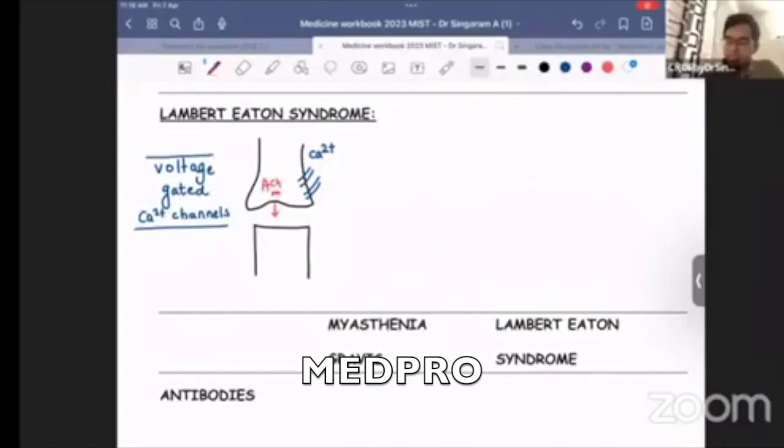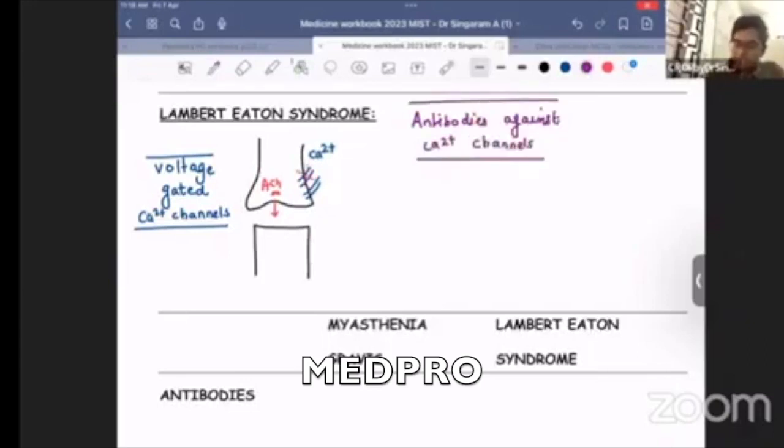In Lambert-Eaton syndrome, there will be autoantibodies, also autoantibodies only. The antibodies will be against the calcium channels, inhibiting them so they will not function. So when calcium is not coming into the nerve, what will not be released? Acetylcholine will not be released from the nerve. Acetylcholine will not have any action on the muscle, and thereby it results in weakness of the muscles. Are you able to follow this? So here the problem is antibodies against the calcium channels.